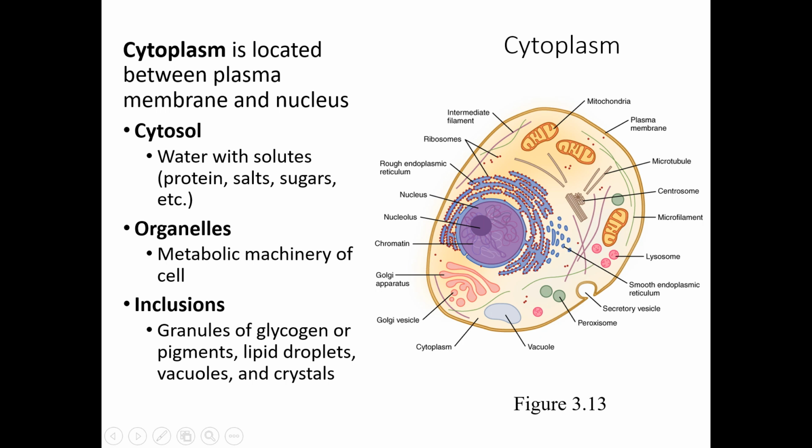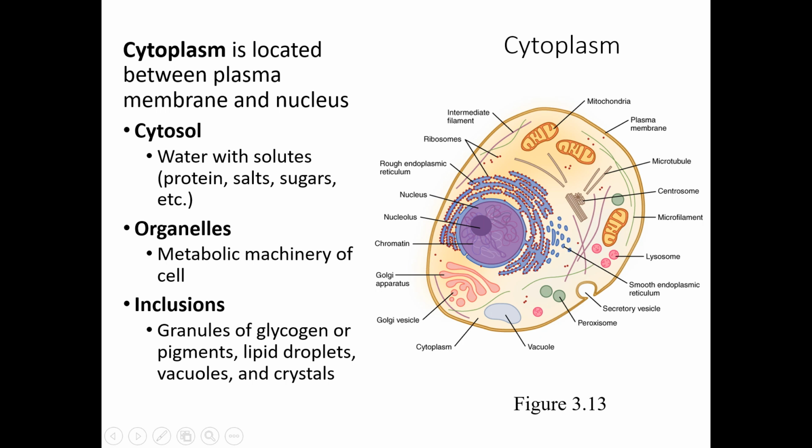Cytoplasm is made of two main components. That is a fluid, or cytosol. It contains proteins, salts, sugars, so it's a solution, water with solids. It also has several organelles like mitochondria, microtubules, lysosomes, endoplasmic reticulum, Golgi apparatus, and so on, so organelles.